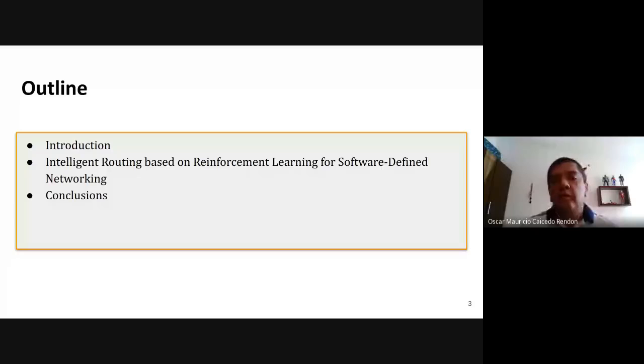That, I'm going to present a solution that we propose for performing intelligent routing based on reinforcement learning. This solution was recently published in the international journal Transactions on Network and Service Management. And after that, I'm going to present some conclusions and some future work related with the use of reinforcement learning in diverse areas.